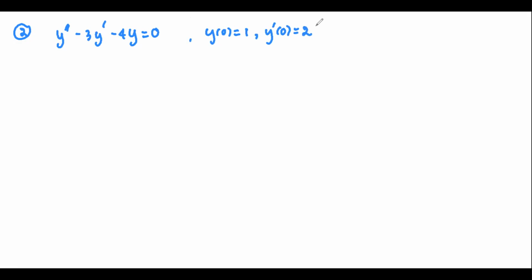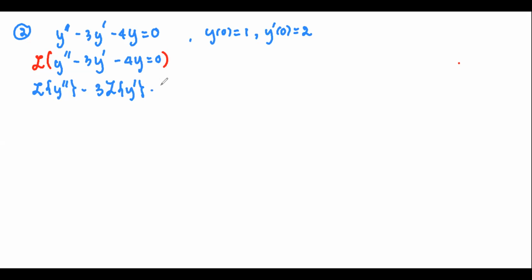First round, apply the Laplace transform to all terms. So the first one, the Laplace of y double prime minus 3 Laplace of y prime minus 4 Laplace of y equals the Laplace of 0. Laplace of 0 is 0.